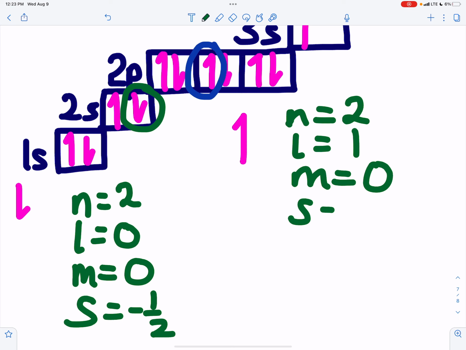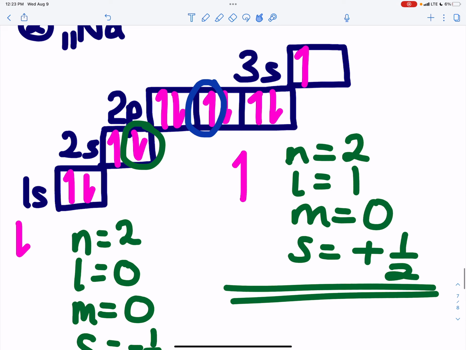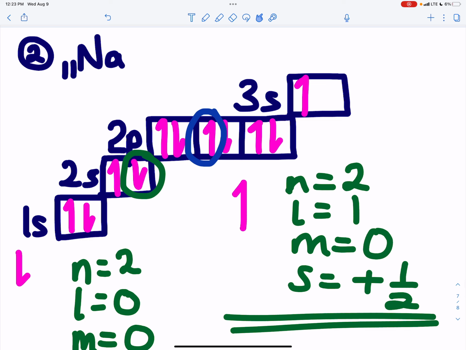Then it is spinning clockwise, so its spin quantum number is equal to half. So just like that, you can choose any electron. Once you write out the quantum electron configuration of an atom correctly, you can choose any of its electrons and write out the 4 quantum numbers for that electron. You understand?